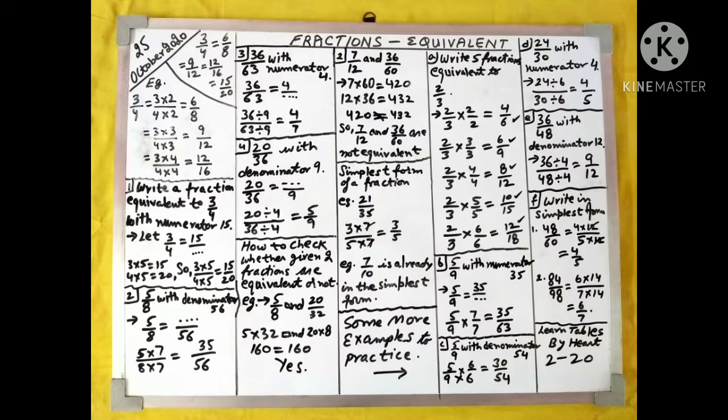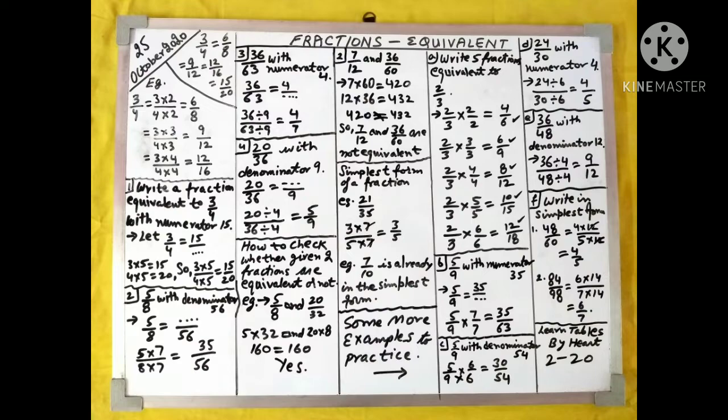Next thing we have to learn here is how to check whether two given fractions are equivalent or not. There is a simple method, we call it cross multiplication. As shown, given 5 by 8 and 20 by 32, we cross multiply the numerators and the denominators. So we get 5 into 32 is equal to 160 and 8 into 20 is equal to 160. If this comes out to be the same, then the two fractions are equivalent fractions, otherwise not.